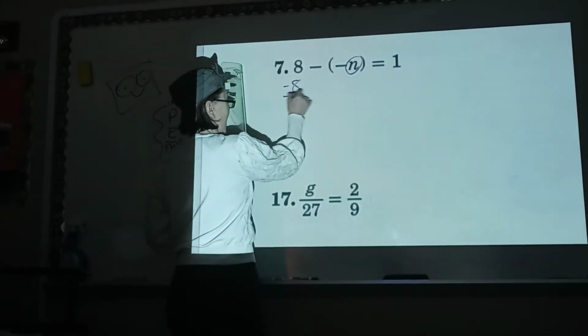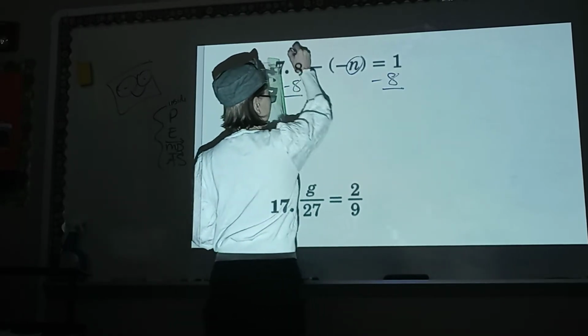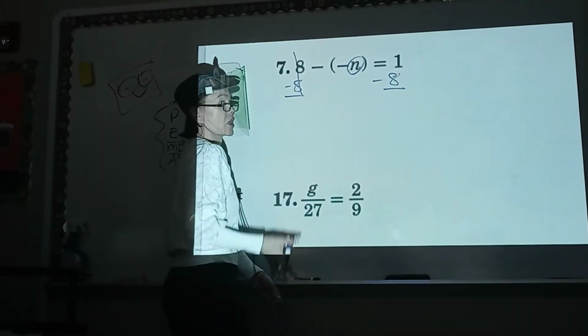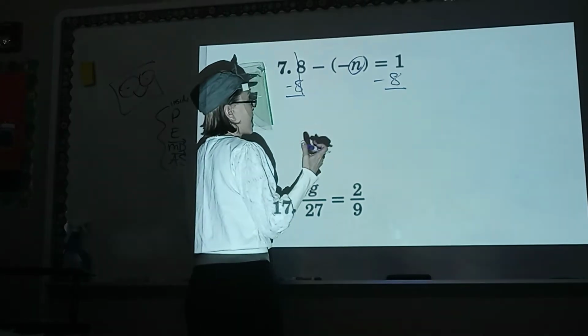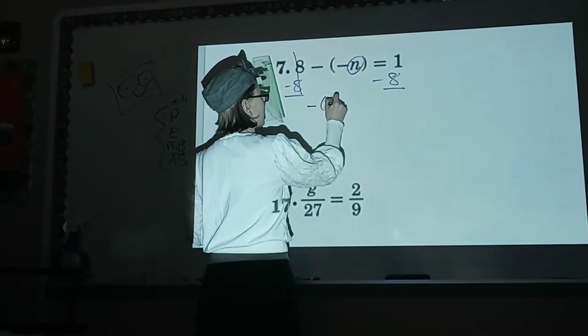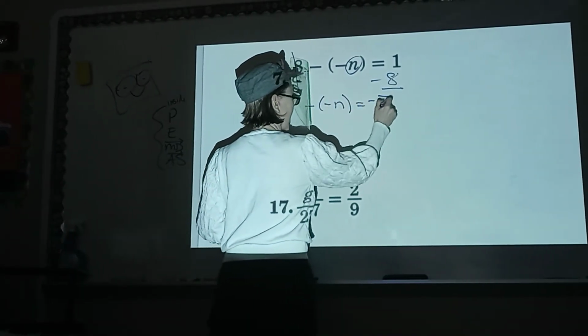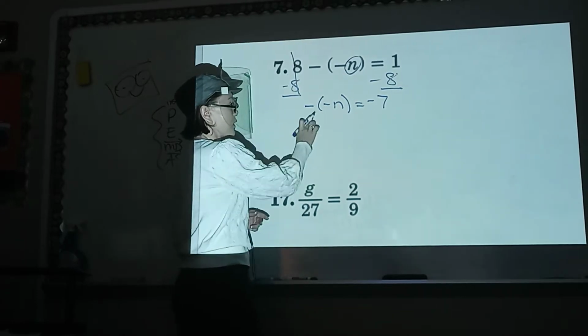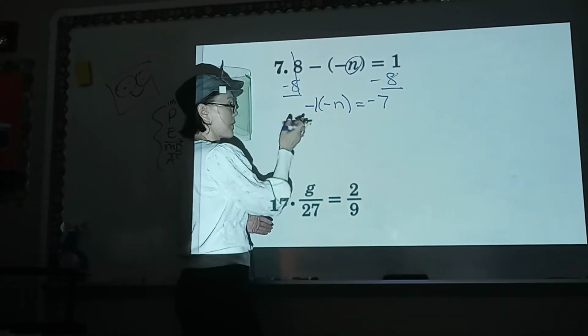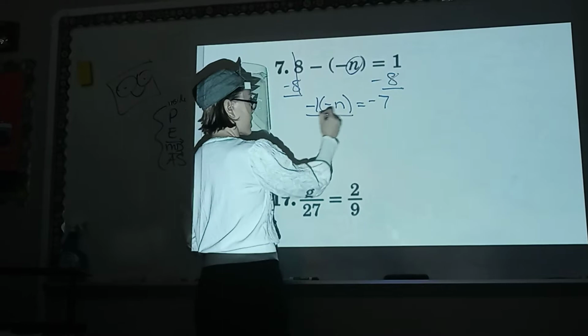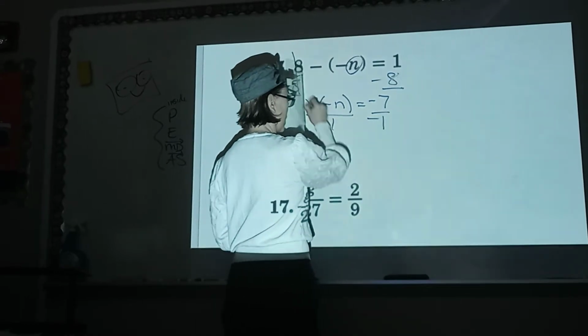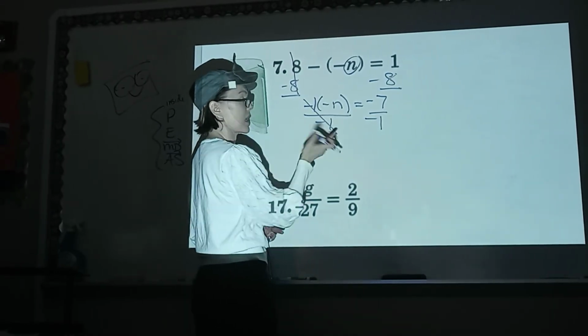So you have to do the opposite of what you were given. We have to do an easy addition or subtraction opportunity first. So we subtract 8 from both sides and we get negative n equals negative 7. Even though it's not there, there's a 1 there. So we have to get rid of this negative. How do we do that? By dividing by -1, because it's a -1 times a -n.